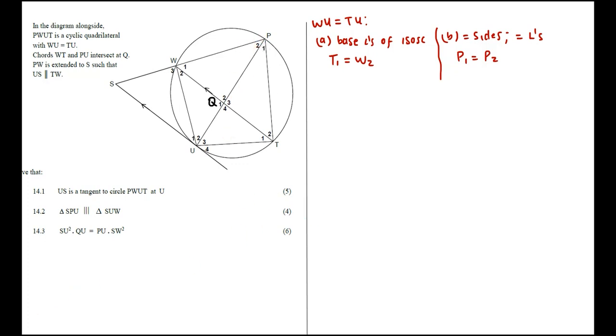So I'm going to go into the next part, which is to answer the question. So let's go ahead and look into how we can answer the questions. The first question here says that we need to prove that US is a tangent to a circle PWUT at U. All right. So now here we need to prove that SU or US is a tangent.